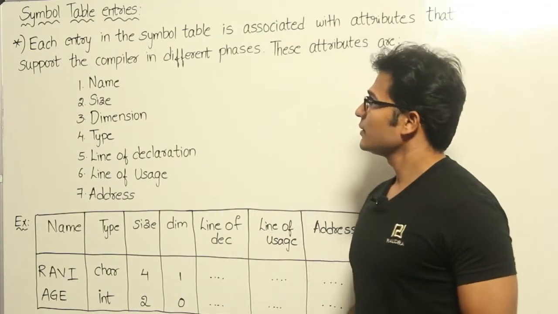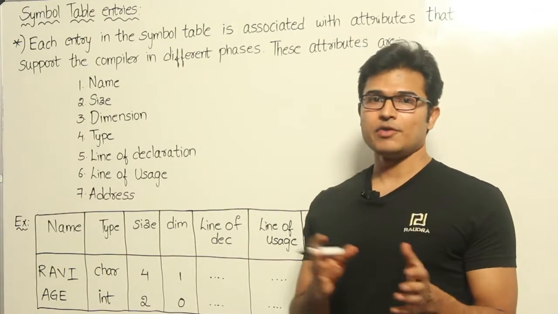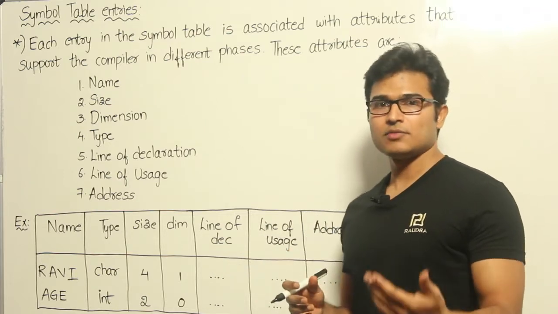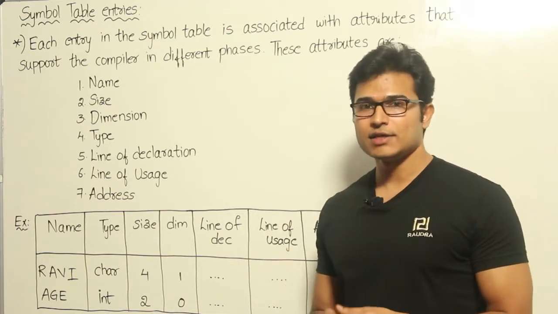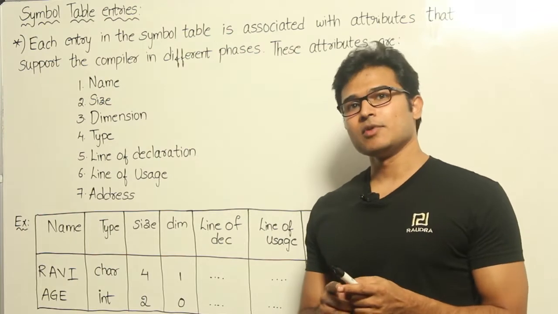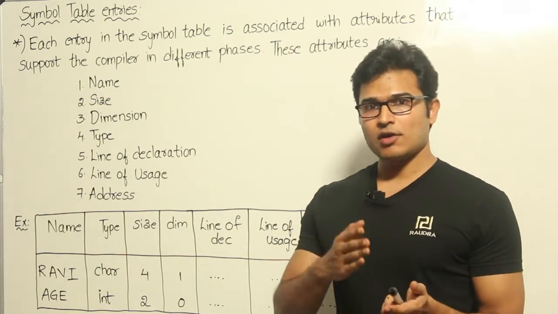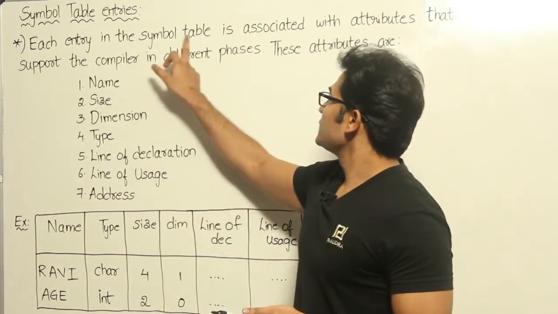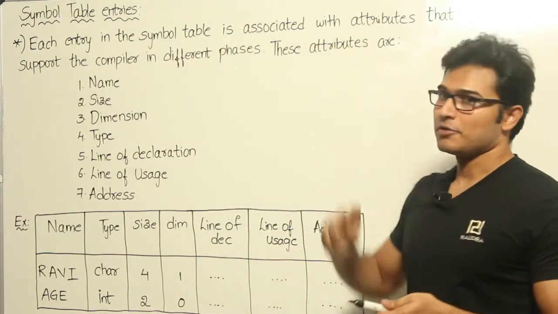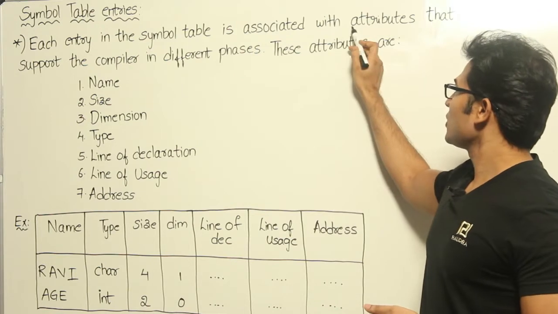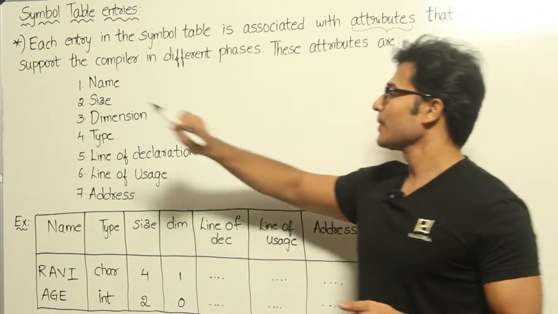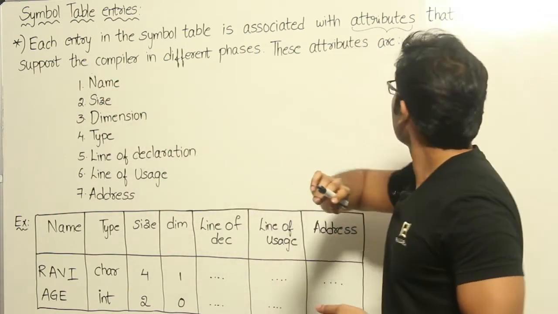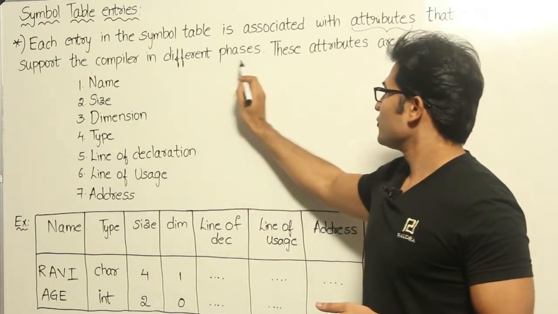Now, since a symbol table is a table, it is going to have columns, right? And column names are also called attributes. So let's see what the symbol table looks like, which means what columns the symbol table is going to have. Each entry in the symbol table is associated with attributes, sometimes columns are also called attributes, that support the compiler in different phases.